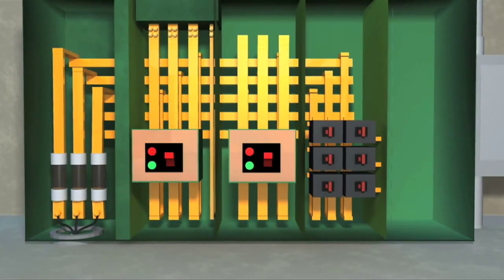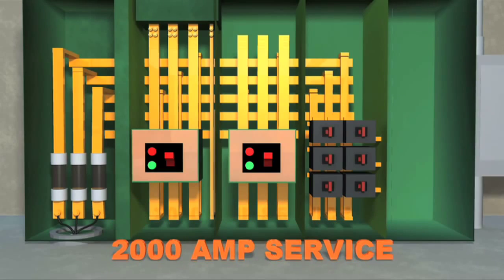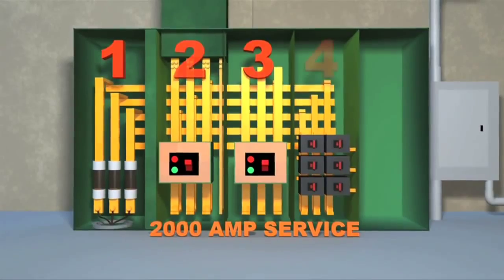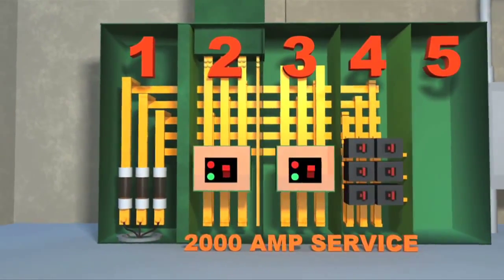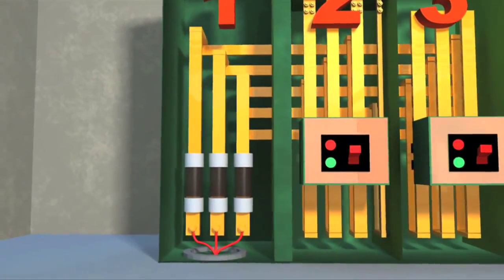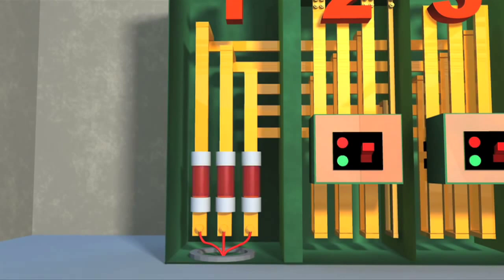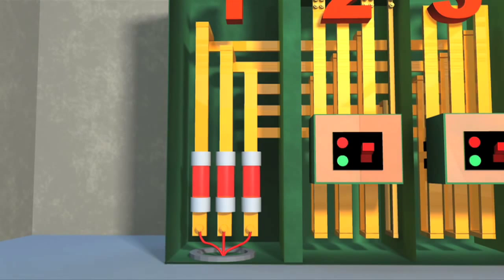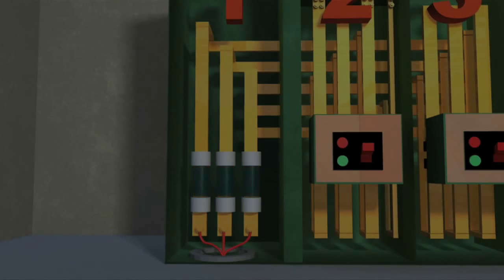Here in our example, we have switchgear that is rated at 2,000 amps. It consists of 5 sections connected together. As you can see, section 1 contains the incoming voltage connected to the main fuses. These main fuses protect the downstream electrical equipment within the switchgear from exceeding 2,000 amps. In the event that more than 2,000 amps are drawn, these fuses will open and disconnect voltage.